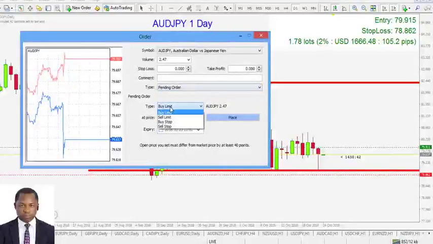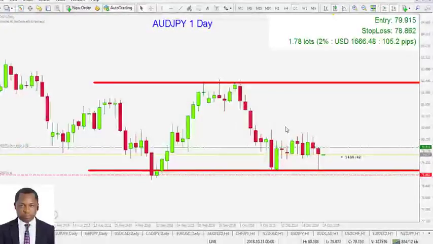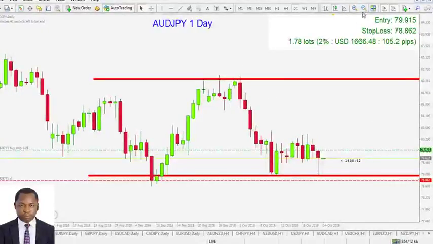It's a pending order. It's a buy stop order. My lot size is 1.78. At what price am I placing that? 79.91. Stop loss is at 78.86. That's the stop loss. So I'm going to place that trade. Okay, the order has been placed. That's it. We'll keep this trade running.